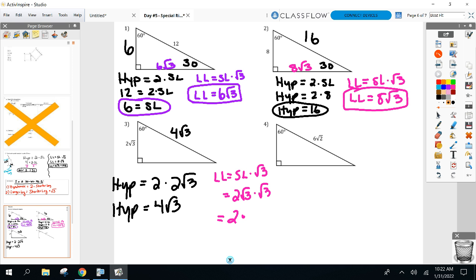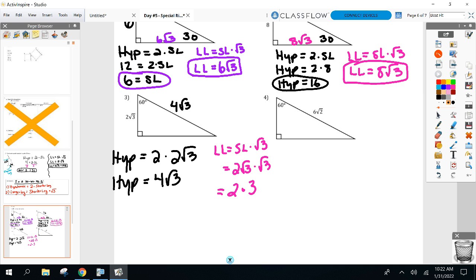Anybody remember what happens when you multiply a radical by itself? You get the number underneath, right? So 2 times 3. Even if you don't remember that, that's okay. Maybe you see radical 3 times radical 3 is radical 9. What's the square root of 9? Done. So either way, we're getting that the longer leg is 6. Anything from you guys? We haven't even hit the hardest ones yet. We all good? All right, next up.